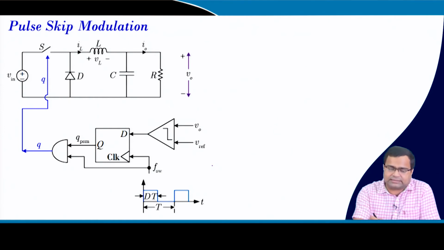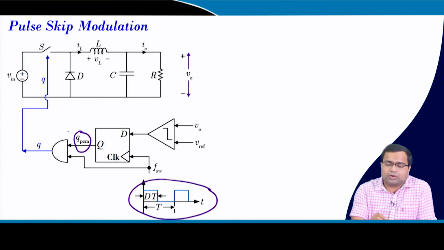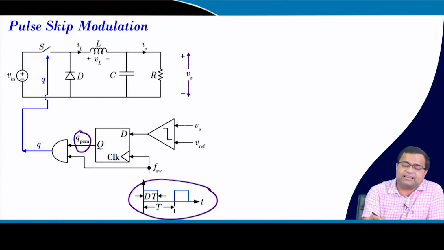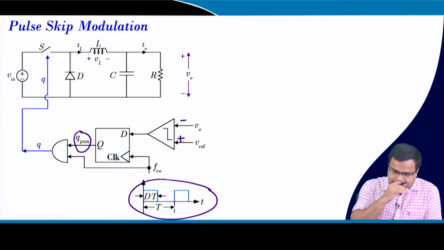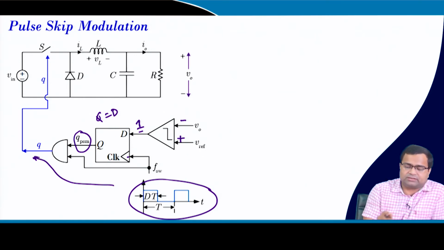So, this uses the same method of PWM, but with an additional logic of pulse skipping. If your reference voltage is higher than the output voltage, that means your output voltage is smaller, then this is high, and at the rising edge of this clock, the D flip flop passes D to Q. If it is 1, then Q PSM will be 1. So, the Q will simply take this clock, that means the PWM clock.